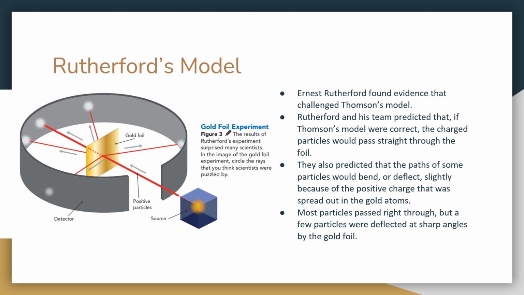Now, if we look at the experiment, we can see that most of the particles passed right through, but a few particles were deflected at sharp angles by the gold foil. Those would be the ones that scientists were puzzled by, which would be these two here. The ones that didn't pass through the gold foil at all surprised the scientists.